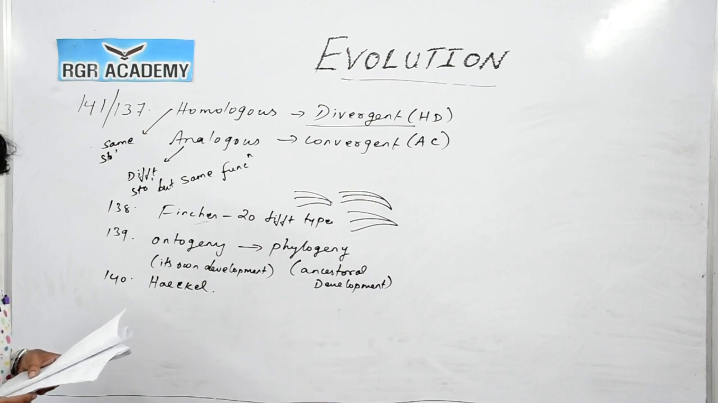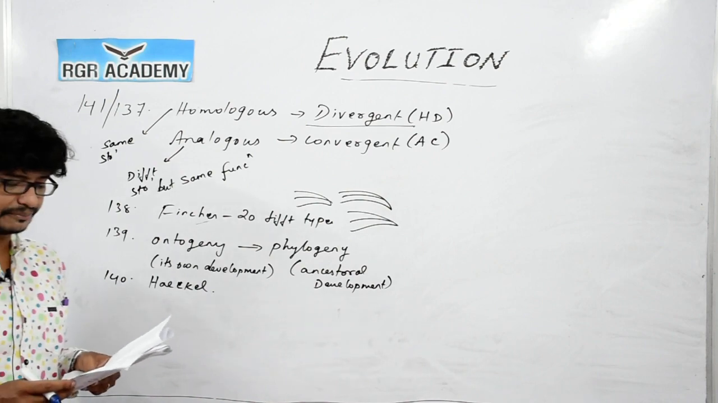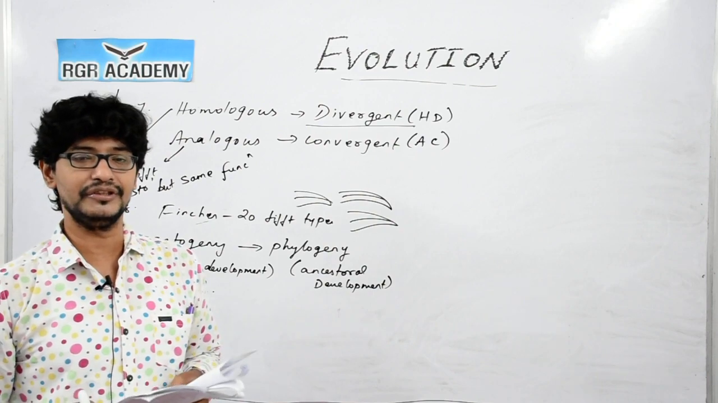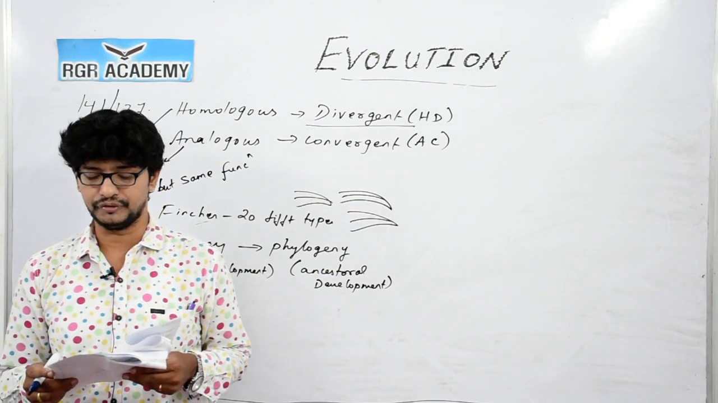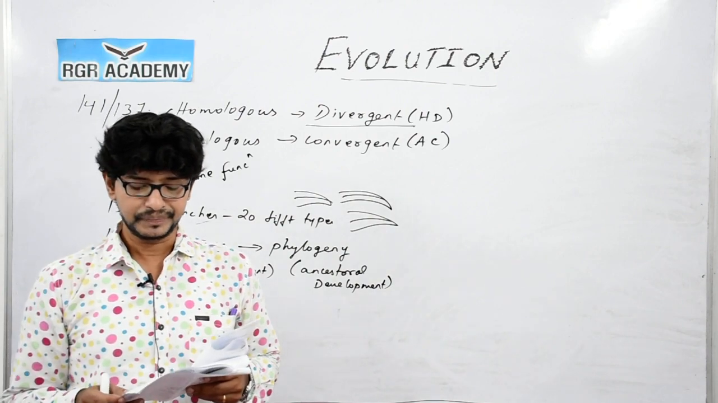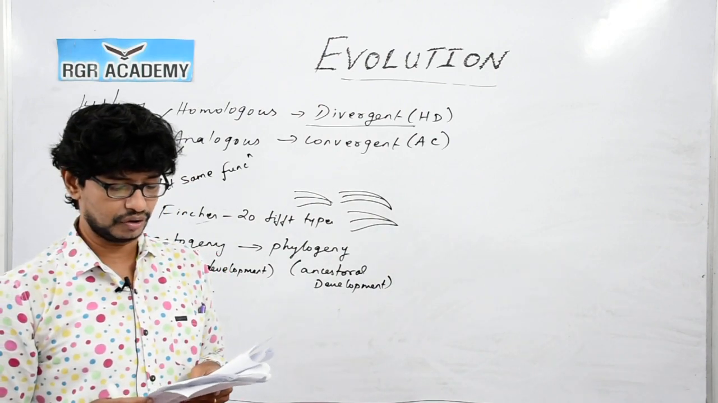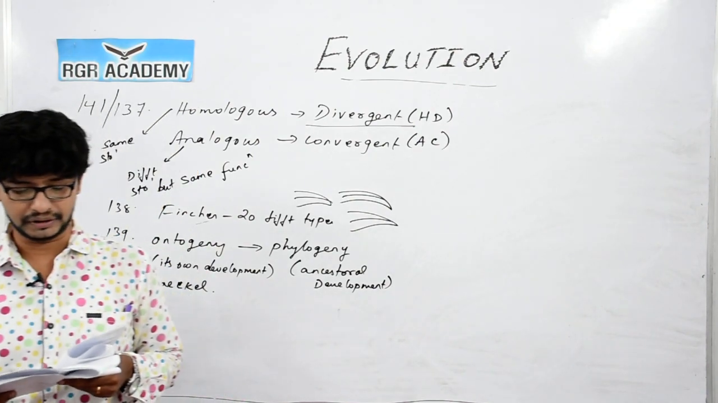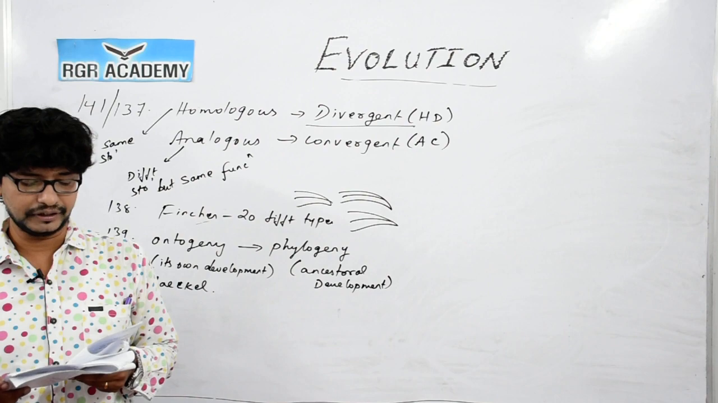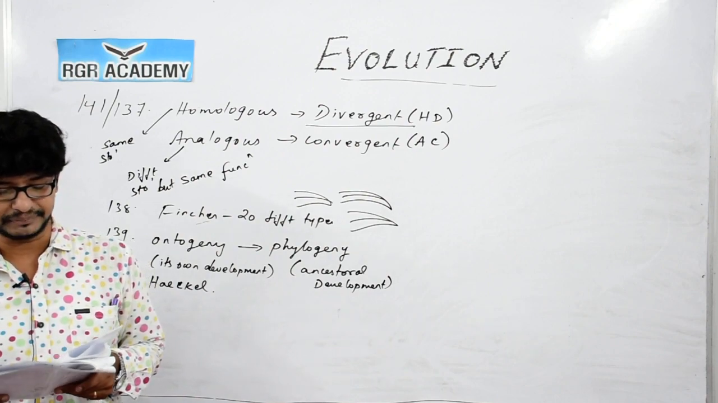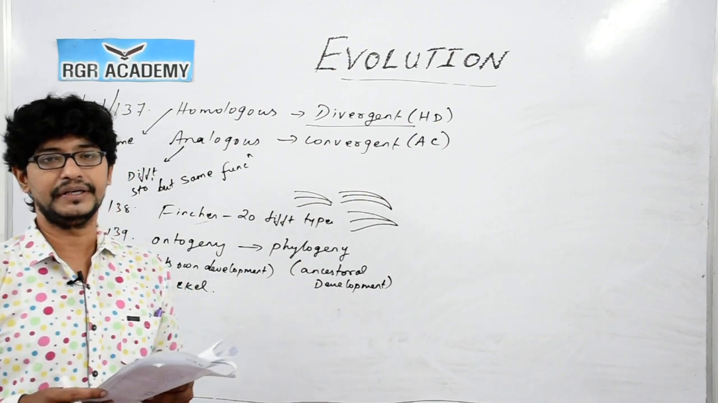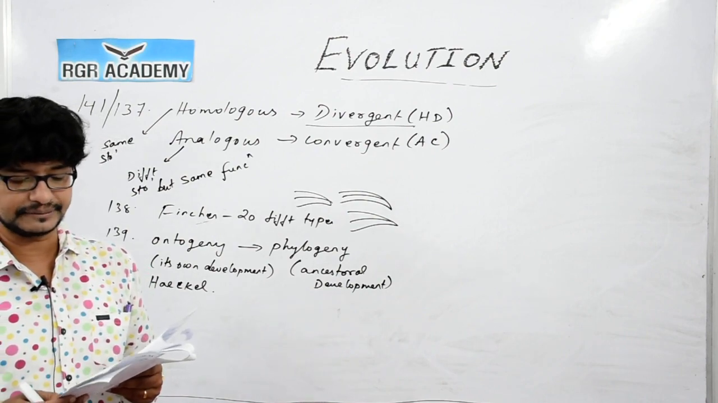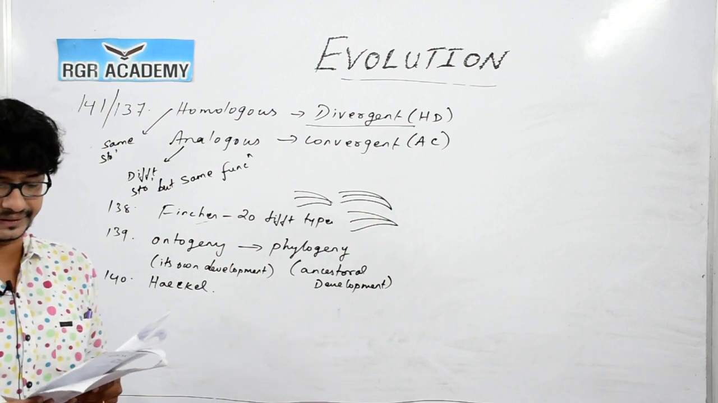Question number 143. Closely related species varying in different traits express parallel evolution. This also we discussed in the live chats, I hope you remember. 143 parallel evolution. So option 3 is the correct answer, because parallel evolution is the independent development of similar characters in two related groups of organisms in response to similar requirements or environmental influences. So option 3 is the correct answer.